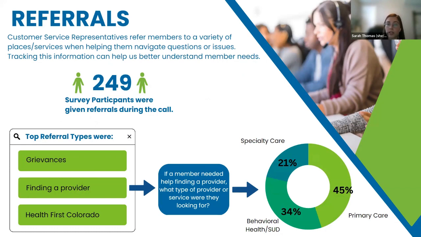The top referral types were grievances from members. This just meant a member was reporting a problem or complaint that our teams follow up on. This was followed by the customer service team helping them find a provider, and then lastly, helping them contact Health First Colorado directly. And then we also recorded what type of provider they needed help finding. The majority were primary care providers, followed by behavioral health providers, and then specialty care providers.